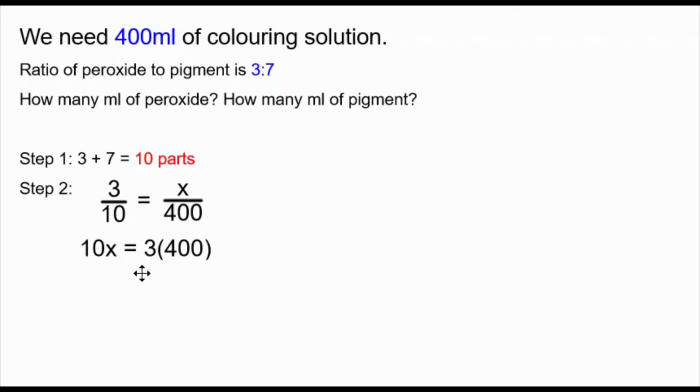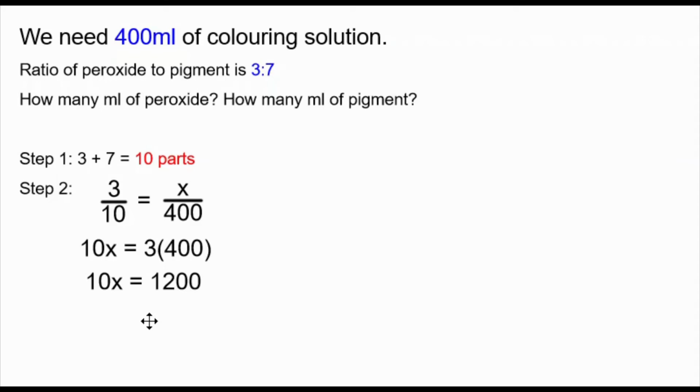At the same time, the top on the left is 3 and the bottom on the right is 400. I multiply those as well. This turns my proportion from 2 fractions into a single line. And I can simplify on the right side. 3 times 400 equals 1200. I have 10x equals 1200.